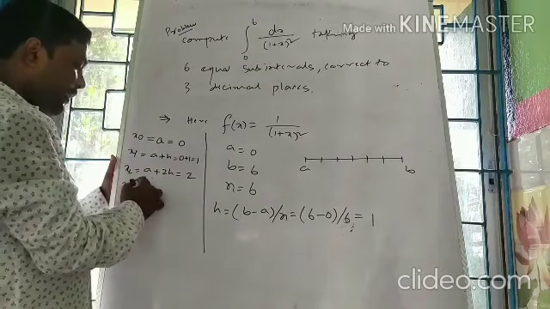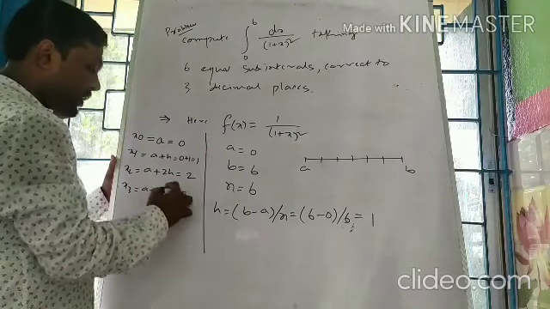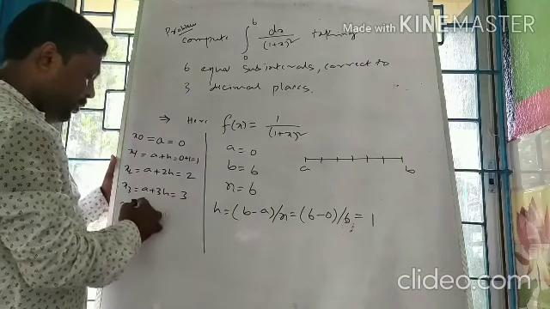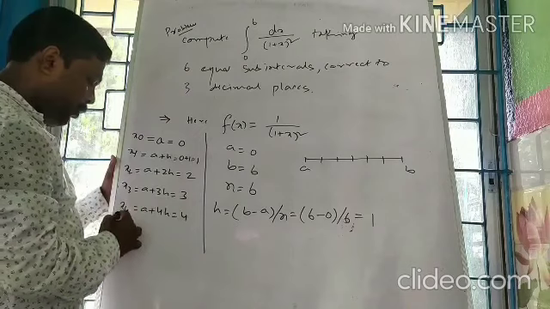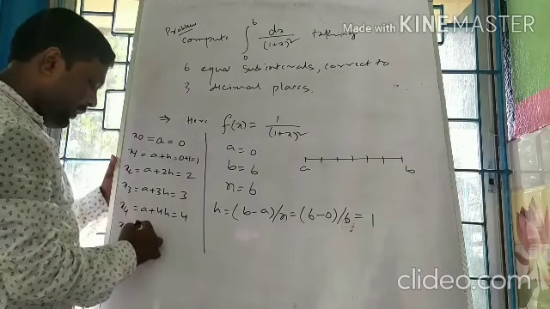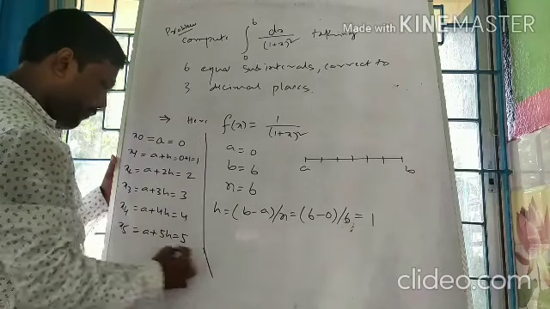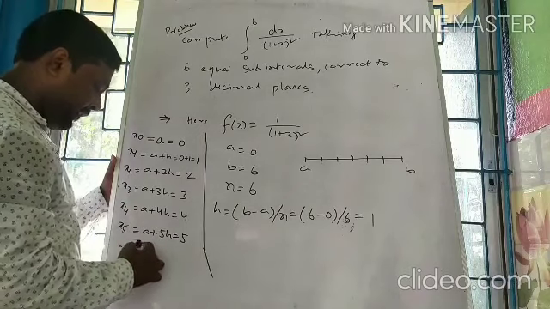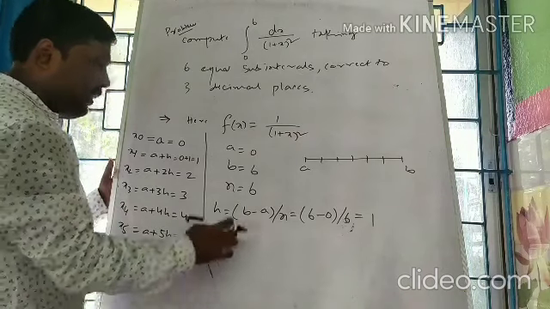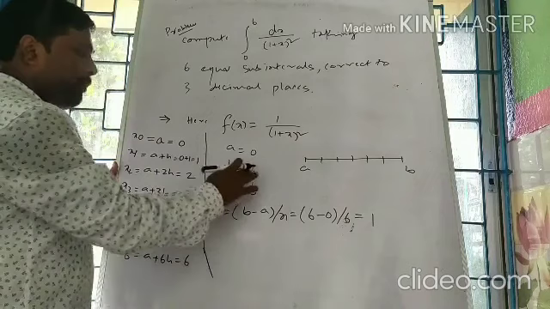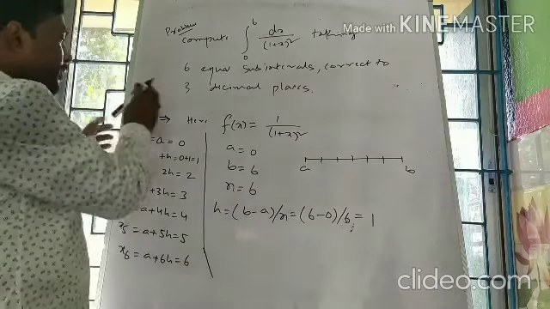x3 is a plus 3h, so 0 plus 3 into 1, it is 3. x4 is a plus 4h, it is 4. x5 is a plus 5h, it is 5. And x6 is a plus 6h, that is 6. You can see the last node x6 is b. Okay, these are the nodes.